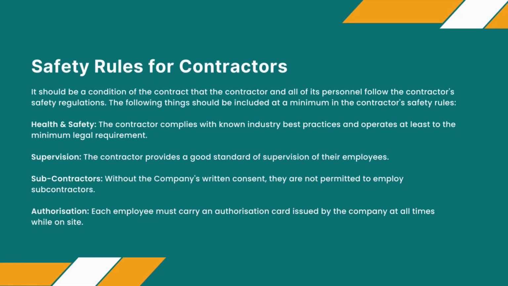Safety rules for contractors. It should be a condition of the contract that the contractor and all of its personnel follow the contractor's safety regulations. The following things should be included at a minimum in the contractor's safety rules. Health and safety. The contractor complies with known industry best practices and operates at least to the minimum legal requirement.